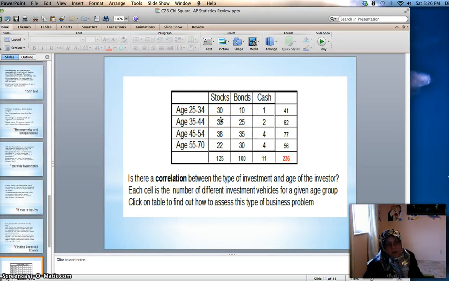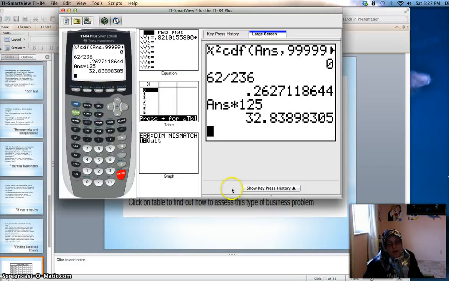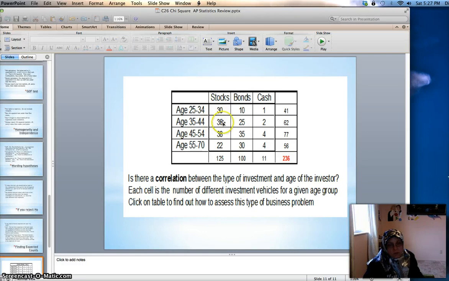And then to do observed minus expected squared over expected, I would just take 35 minus that 32.8 quantity squared divided by 32.8. Okay, and so you can find those. You could use the list to help you with that. And that concludes chi-squared.